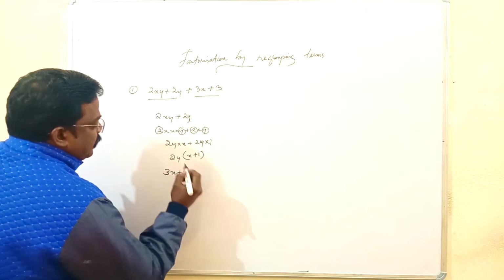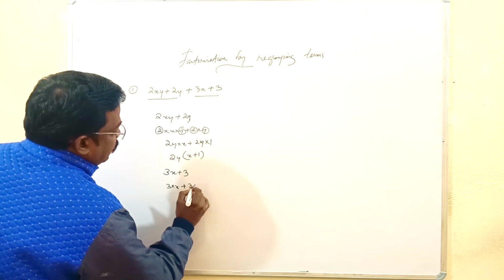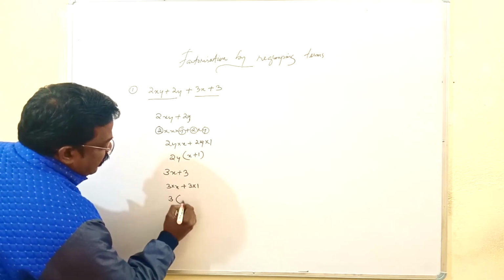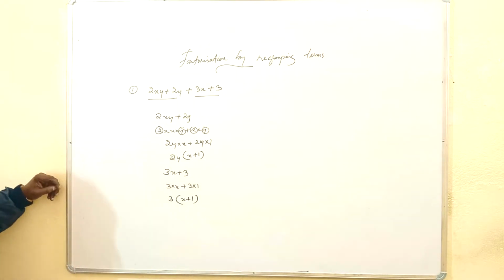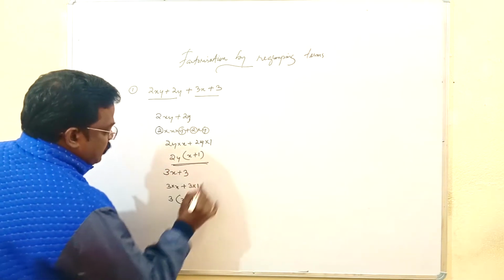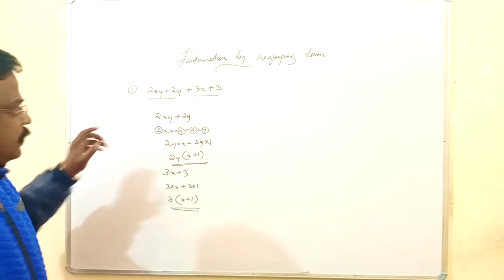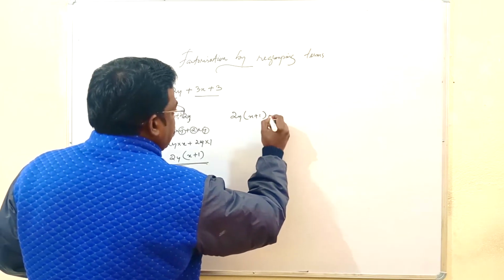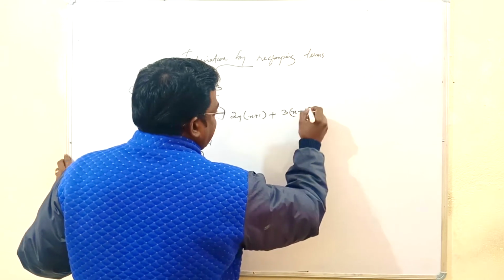3x plus 3. Okay, so this also can be 3 into x plus 3 into 1 we can write. So here 3 is common. Okay, then 3 we have taken and x plus 1 is left. So here 2y into x plus 1 and 3 into x plus 1, we got two factors. Then we can write it together. 2y into x plus 1 plus 3 into x plus 1.